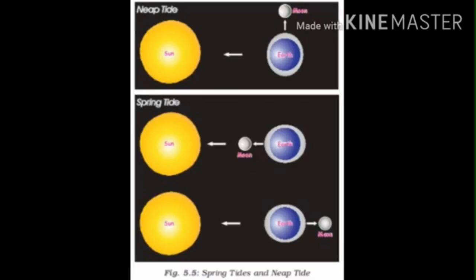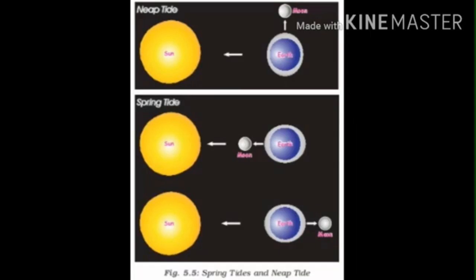Tides are mainly classified into two types. What are they? One is spring tide, another one is neap tide. Based on the interval, it can be divided into two: one is high tide, another one is low tide. But generally, tides are classified into two types: one is spring tides, another one is neap tides.